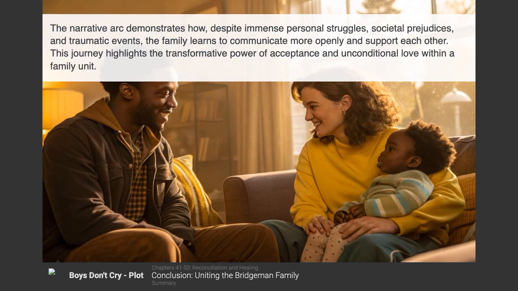The narrative arc demonstrates how, despite immense personal struggles, societal prejudices, and traumatic events, the family learns to communicate more openly and support each other. This journey highlights the transformative power of acceptance and unconditional love within a family unit.